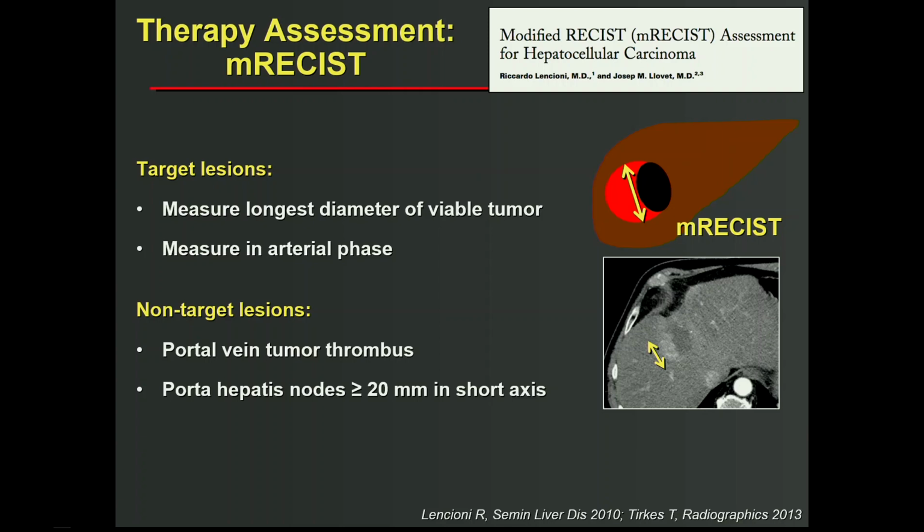What are non-target lesions with mRECIST? If you have a portal vein tumor thrombus, or if you have portohepatic nodes, which are at least 2 centimeters in short axis size.